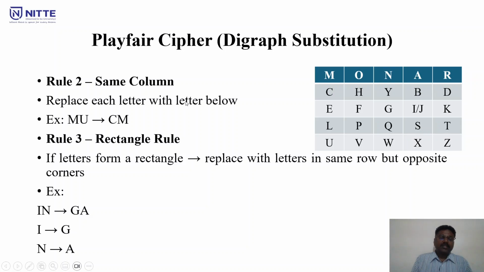Suppose the pair of letters does not come under the same row or same column, then the third rule is the rectangle rule. If letters form a rectangle, replace them with letters in the same row but at the opposite corners. See here, we have taken I, N. I is here and N is in this position. If I take this whole, it forms a rectangle. So I is replaced with G and N is replaced with A. So G and A will be the replacement letters of I and N. This is the third rule.